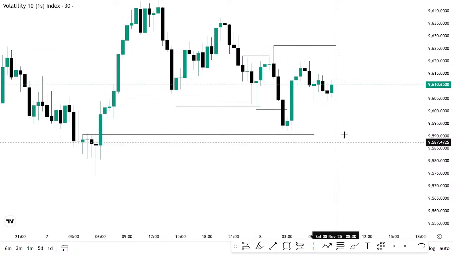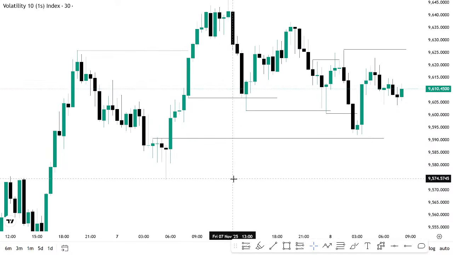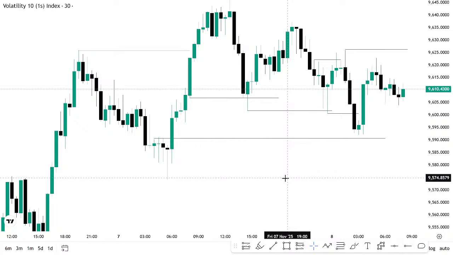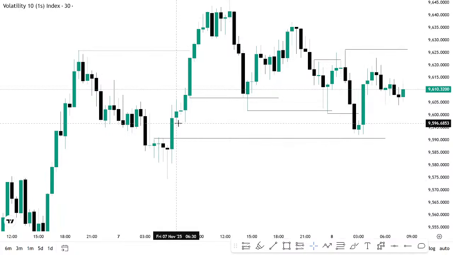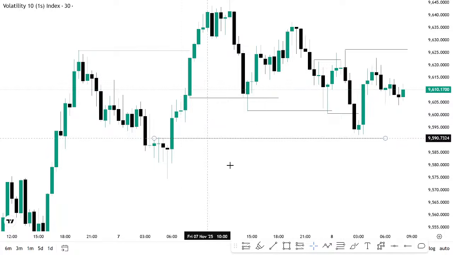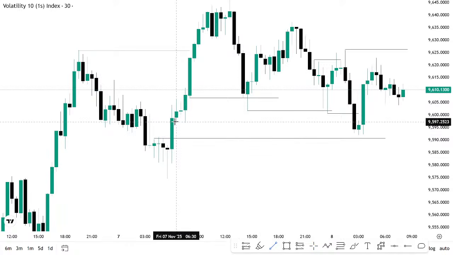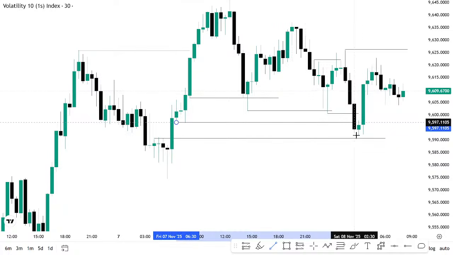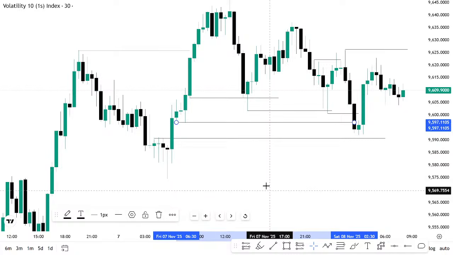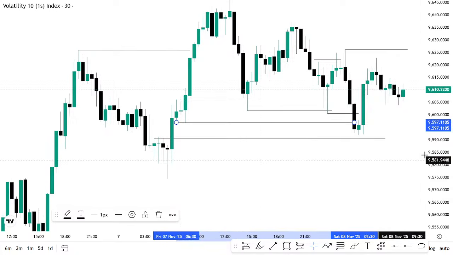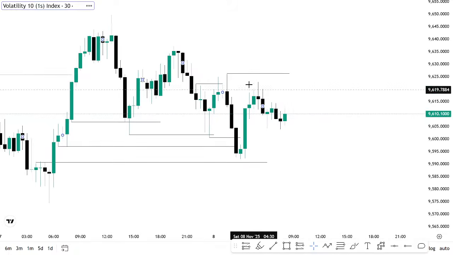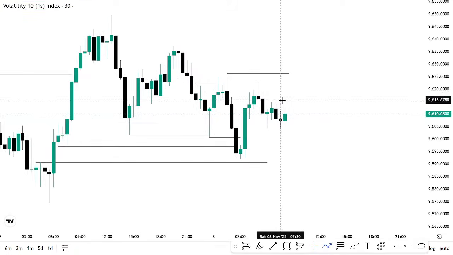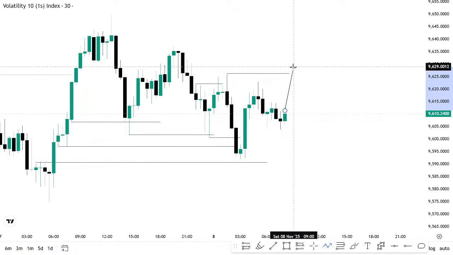But I cannot look for that buy continuation except we have a change of character. You can see we came back to take this low as liquidity. This particular low, we came to take it as liquidity. Our market came into the fair value gap and we started that reaction to the upside. So let's wait for market to give us something like a break of this high.